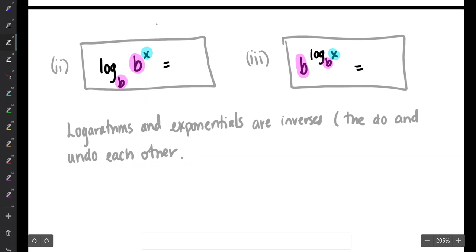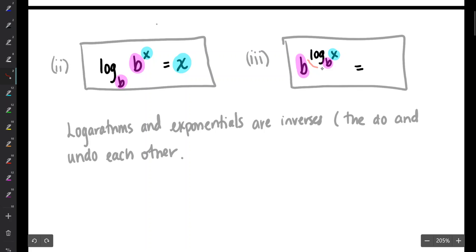Okay, so the base of the log and the base of the exponential are both the same, in this case log base b of x and b to the x. When I compose these two, when I do them together, where do I end up? I end up right where I started, at x. In a second, I want to pull up Desmos and look at these graphs and see that they are symmetric about the line y equals x, because they are inverses.